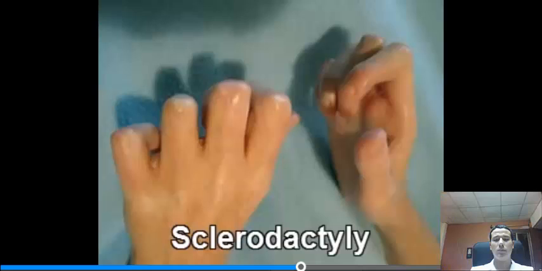Systemic scleroderma can cause sclerodactyly, which is a hardening of the fingers and/or the toes. Not all scleroderma patients develop outward signs of the disease. Many develop internal organ involvement, which is much harder to detect.